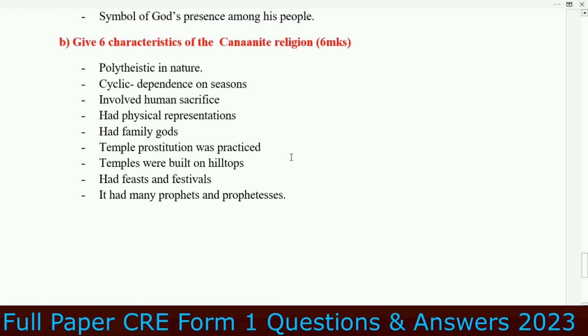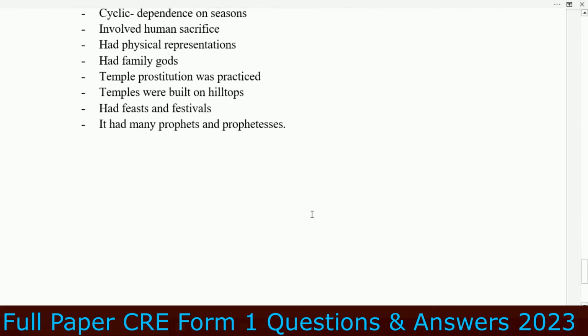Then the last question for today, give 6 characteristics of the Canaanite religion. Number 1, it was polytheistic in nature. Number 2, it was cyclic, dependent on seasons. Next, it involved human sacrifice. Next, physical representation. Next, family gods. Next, temple prostitution was practiced. Next, temples were built on hilltops. Next, feasts and festivals. Next, many prophets and prophetesses.